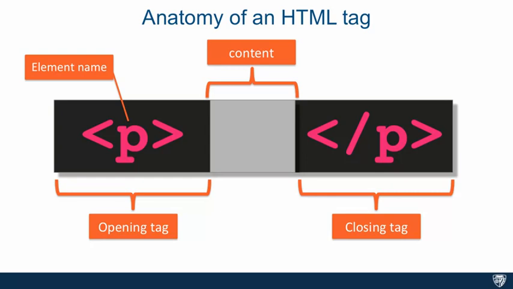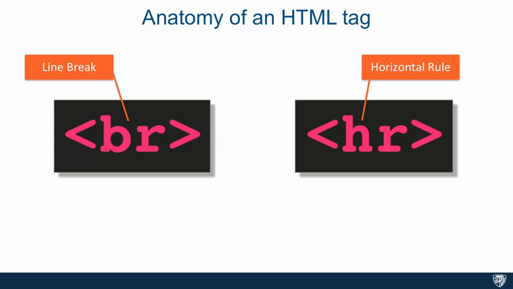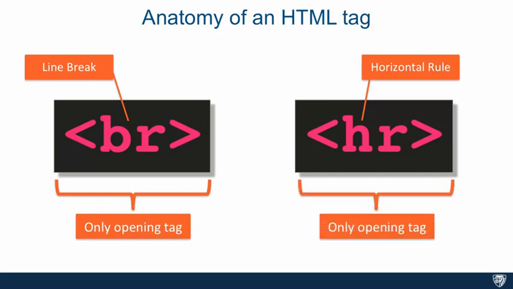Now, most HTML tags have a closing tag that matches the opening tag, but not all. For example, the BR and HR tags, BR stands for line break and HR stands for horizontal rule, only have an opening tag. They don't have a closing tag at all.